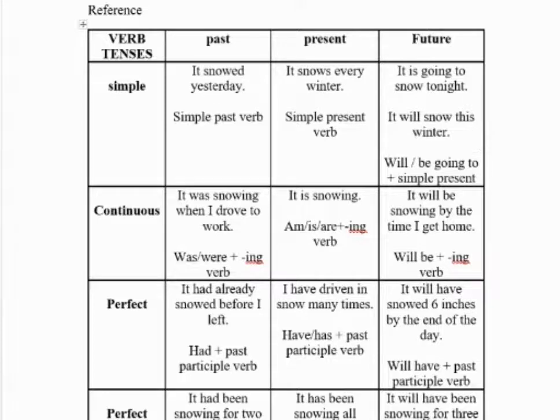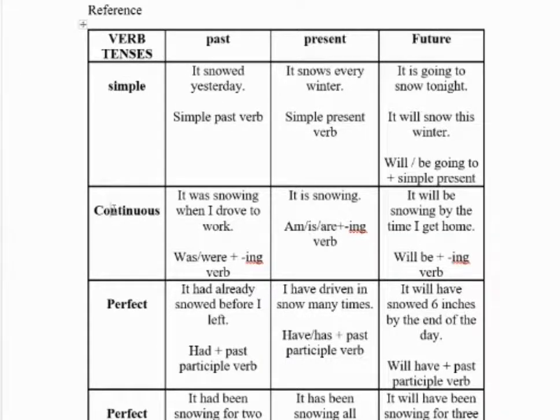In the future, it is going to snow tonight. So we either use going to or will. It will snow this winter. So after going to or after will, we always use the infinitive form of the verb. We don't add anything to the verb. So in both sentences, we use the verb snow without adding anything. So the rule, we have will or be going to, plus simple present.